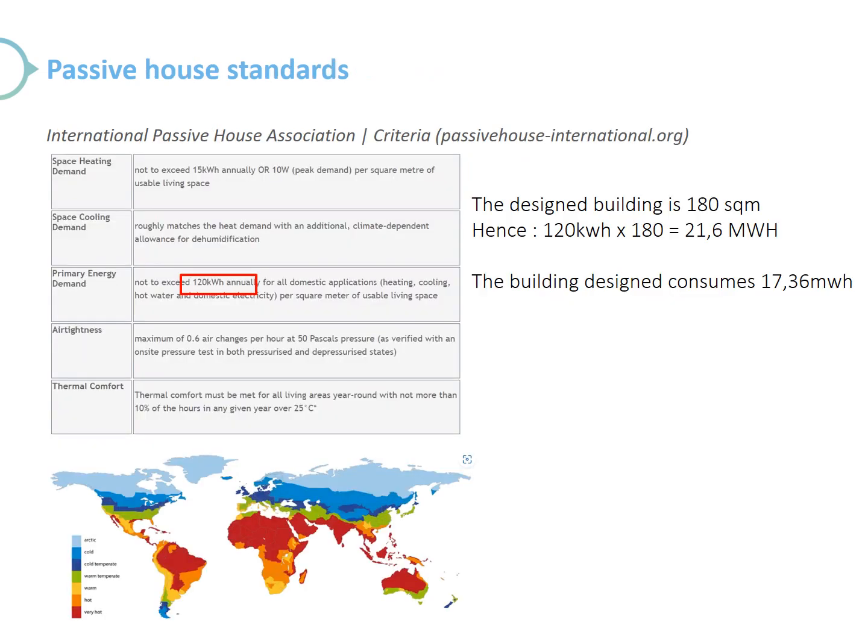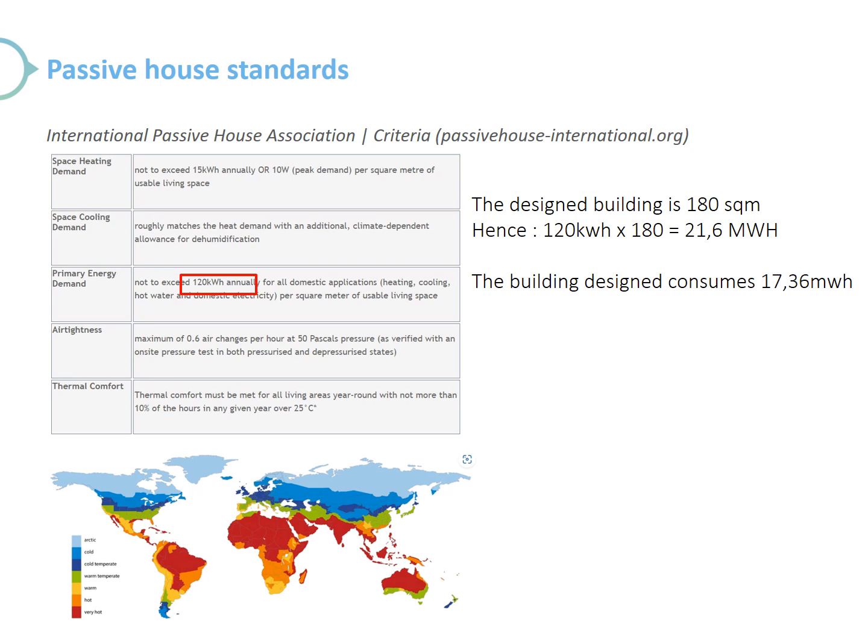As for the passive house standards reviewed, I've used the International Passive House Association criteria. The chart below shows the criteria, the standards, and the manual that they have. To check and review my design, I've used one of their standards to see if the energy consumption that I have designed in my building is good enough or not. So you can see that the standard says not to exceed 120 kilowatt hours annually per square meter of usable living space.